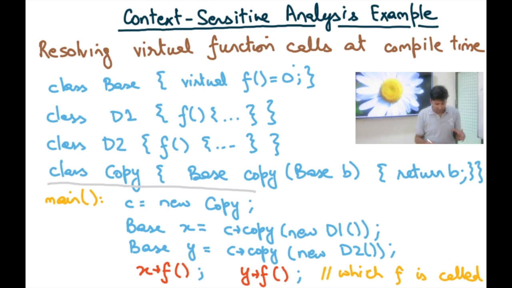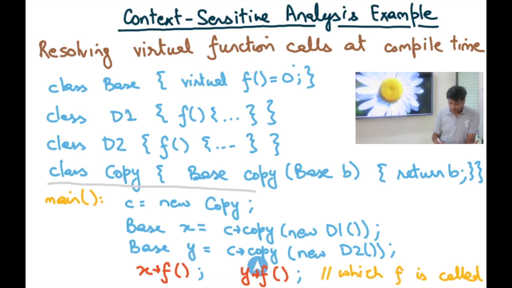I'm using a mixture of C++ and Java syntax, because when I say new D1 and base b, just consider that base b is a reference, and when I return b, that's the reference being returned. So think of this as a reference, and new is creating a reference. This arrow is similar to dot in Java, and in C++ it's an arrow, which calls the copy function on the reference c. So base x equals c dot copy new D1 is just going to return the reference, so x equals whatever was allocated at D1.